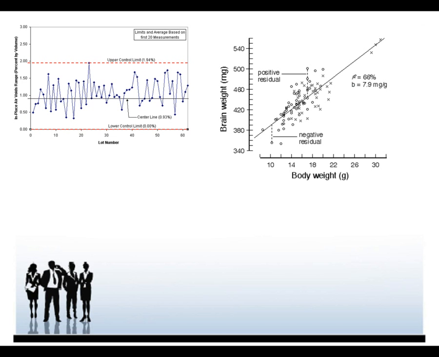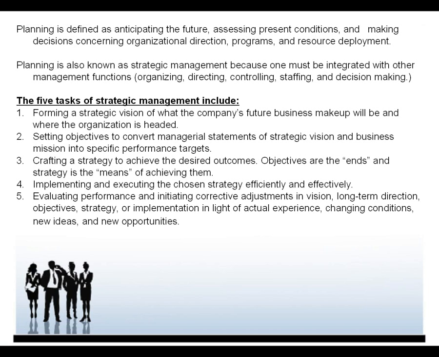Knowledge of strategic planning principles. So planning is defined as anticipating the future, assessing present conditions, making decisions based upon organizational direction, programs, and resource deployment. Planning is known as strategic management because it must be integrated with other management functions like organization, directing, controlling, staffing, and decision making. So utilizing all those elements together to come up with a method of operation.